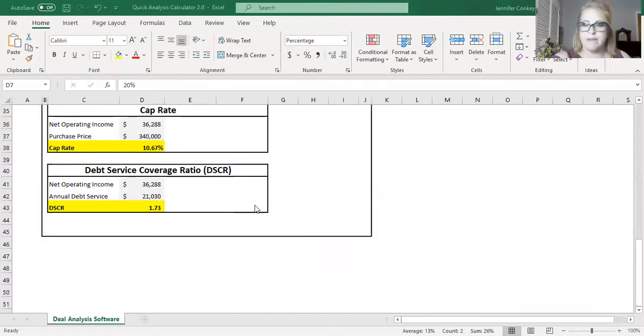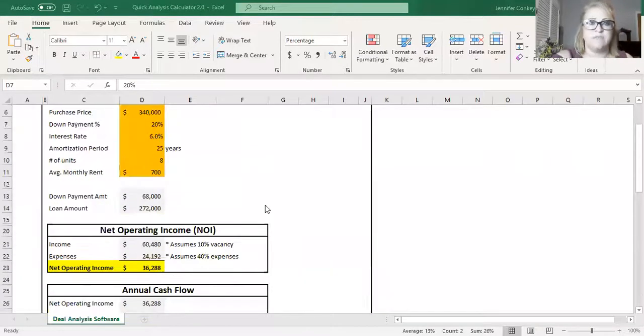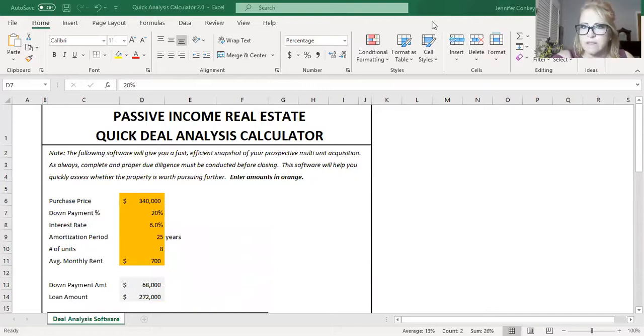All right. Anyway, those are the basics as far as financial analysis on everything. What I'd like to do is, I wonder if I have to stop sharing for this.